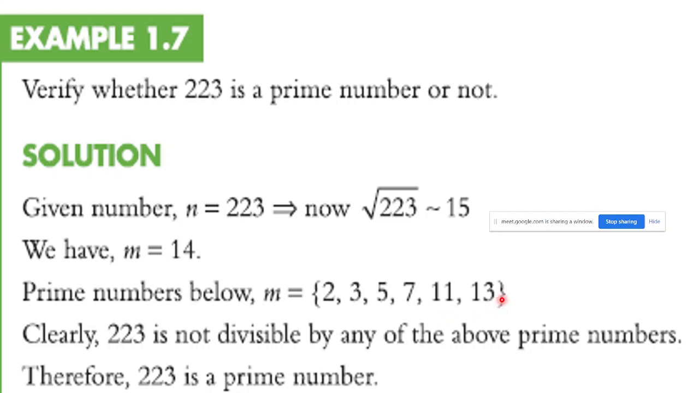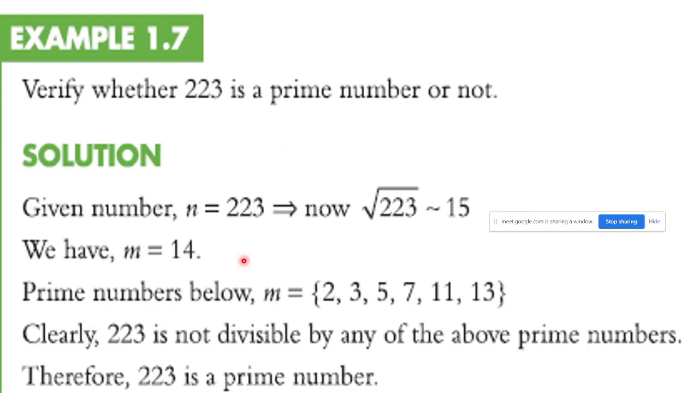Now we check by 13. Here, by long division, we check whether it is divisible by 13 or not. If you check that number, you can say that it is not divisible by 13. So clearly 223 is not divisible by any one of the above prime numbers. Therefore 223 is a prime number.